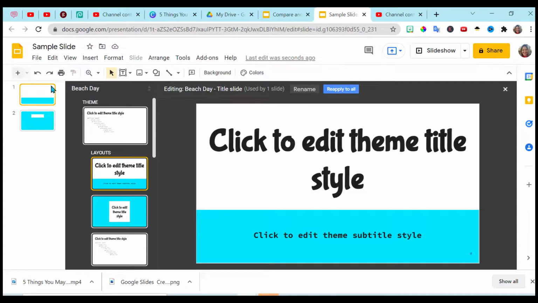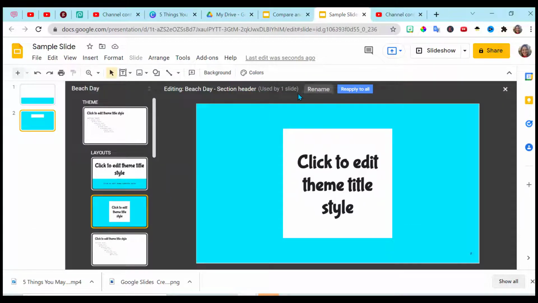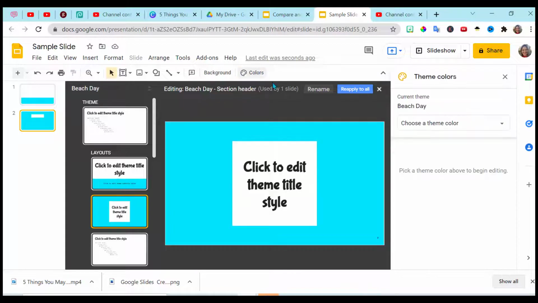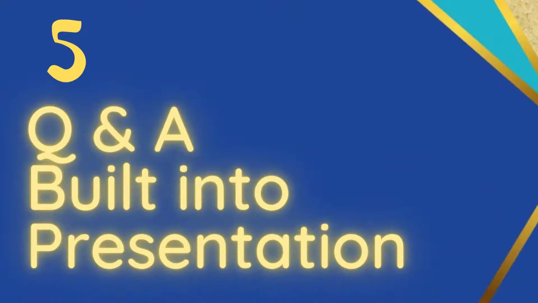Once I get out of that, go to this drop-down menu, I can see all of the green is now that blue. And you can do that for each and every color in the palette that you don't like. So if you don't want the black, you want yellow, change it to yellow. And 5, my favorite, Q&A built right in to your presentation.